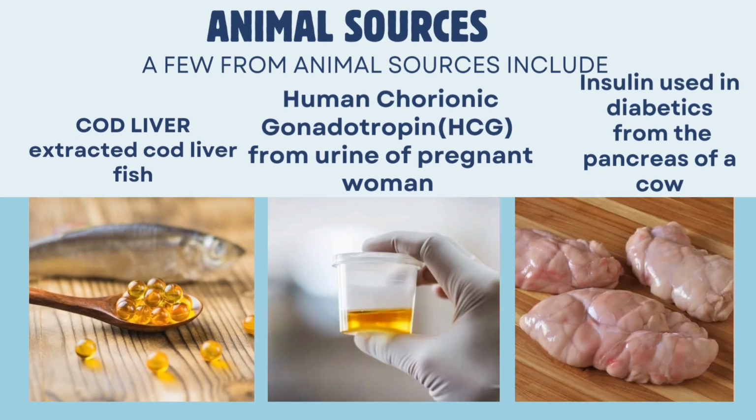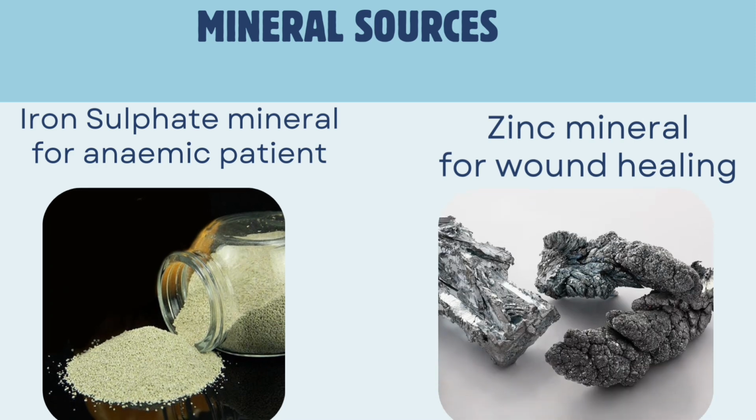Moving over to animal sources, there are some few examples here, like the cod liver oil extracted from cod liver fish. We have the HCG, human chorionic gonadotropin, which is from the urine of pregnant women to help treat fertility issues. We have insulin used in diabetic patients from the pancreas of cows, and so many examples. Moving over to mineral sources, we have lots and lots of minerals that are used as sources of drugs. For example, iron sulfate salt or mineral for anemic patients. We also have zinc for wound healing. We have borax, chlorine, sodium chloride, other salts used in ORS, and so on.